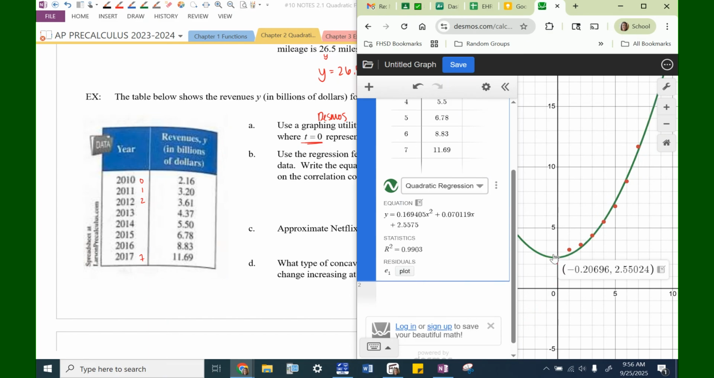0.9903. So actually quadratic, and it looks like it fits closer to more of the points as well. So I'm going to go with the quadratic. Right now we're only deciding between those two. So let's write down this model.